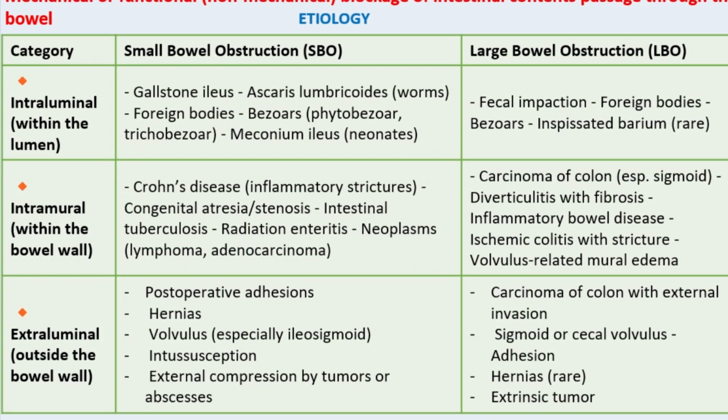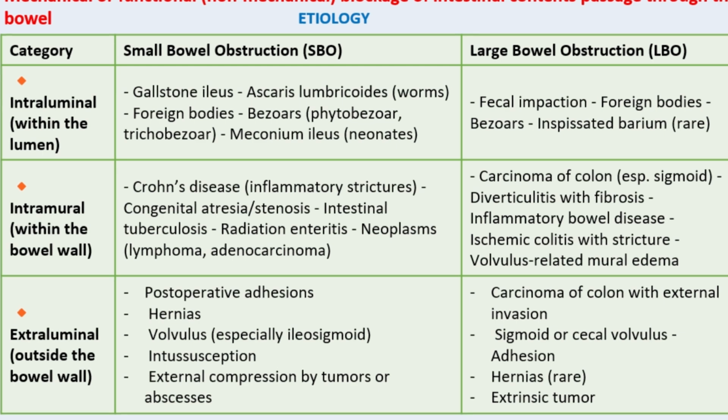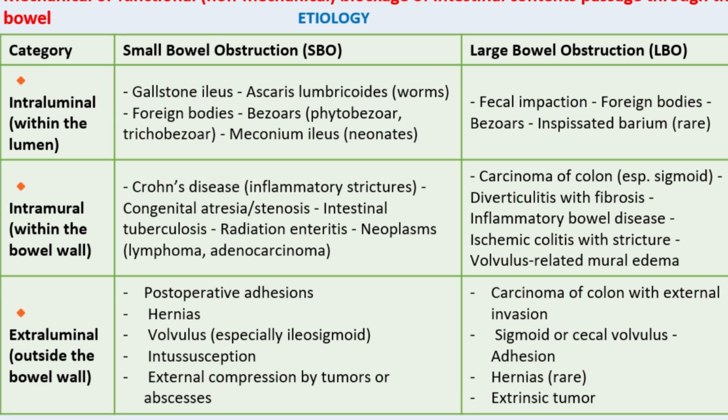Then we have the intramural causes. These are the ones that affect the wall of the bowel. For the small bowel, it can be a disease like Crohn's disease, congenital atresia or stenosis, intestinal tuberculosis, radiation enteritis, as well as other neoplasms. Then the wall of the large bowel can also be affected, as seen in carcinoma of the colon, diverticulitis with fibrosis, inflammatory bowel disease, ischemic colitis with strictures, and it can also be volvulus.